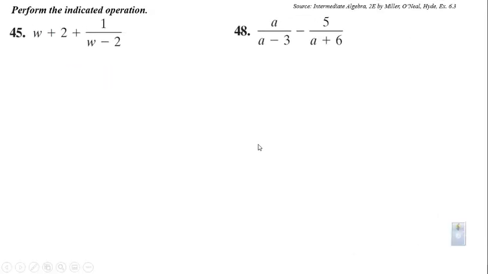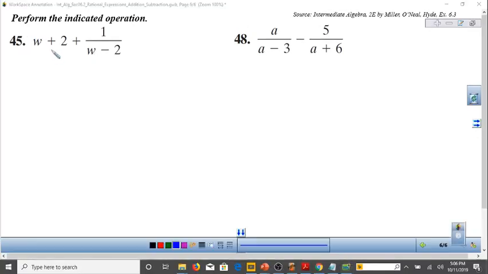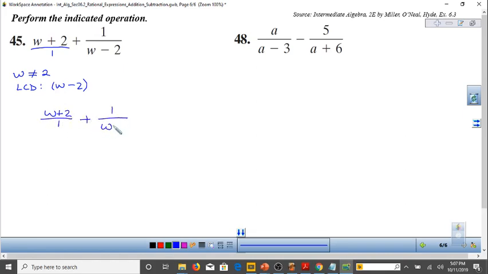Now let's try this set of examples. In this case, we're going to rewrite the w plus 2 as a fraction. So we're going to rewrite it as over 1. And then we see that our domain restriction is that w is not allowed to be 2. And our least common denominator is just w minus 2. So we're going to have w plus 2 over 1 plus 1 over w minus 2.